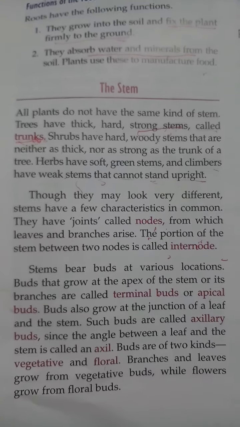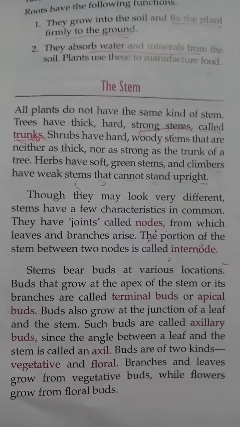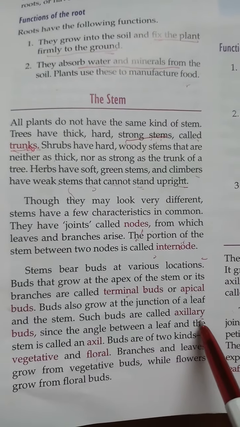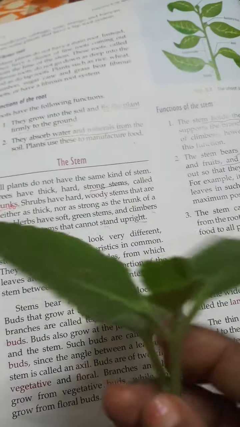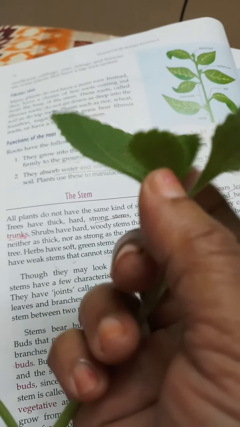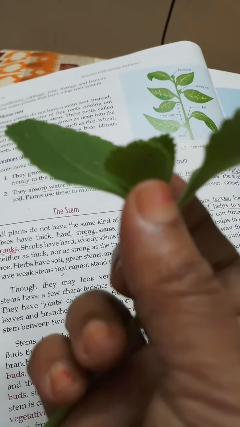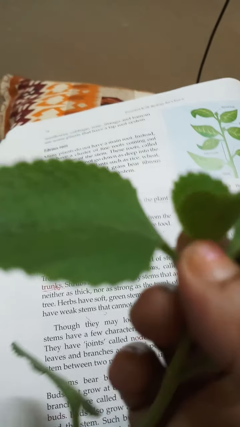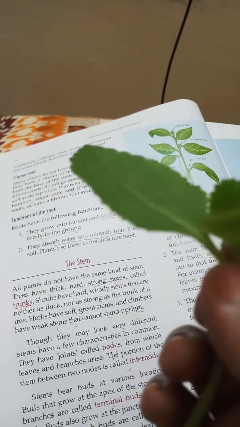Then again on the stem we can see terminal buds or apical buds and axillary buds. Terminal buds and axillary buds are present on the stem. Bud means smaller leaves or flower buds are arising. Those are the buds. Buds may be terminal. Here the bud is arising from the tip of the plant.